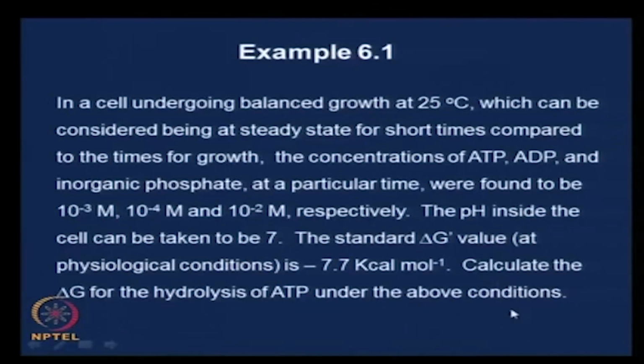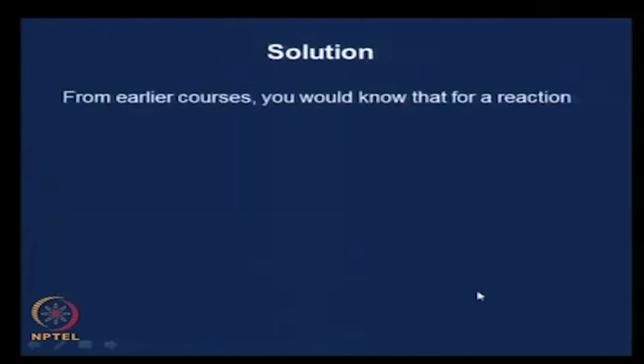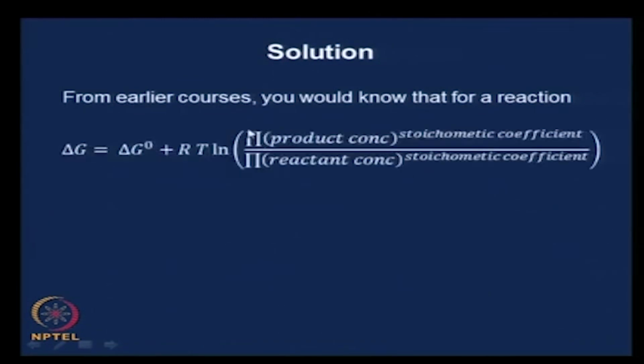Okay, you would have recalled quite a few principles from the earlier course. Let us see what these are or what is required to solve this particular example. From earlier courses we know that for a reaction delta G equals delta G naught plus RT ln of the product concentration raised to the power of the appropriate stoichiometric coefficient divided by the product of the reactant concentrations each raised to its own stoichiometric coefficient.